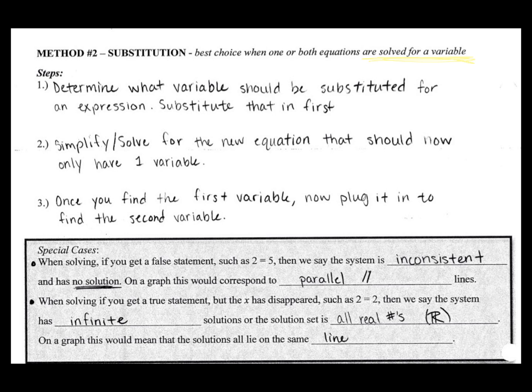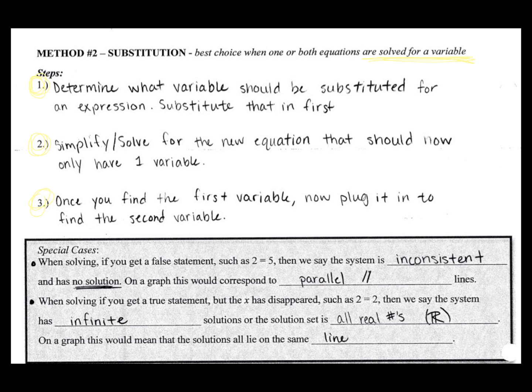The first thing you want to do if you're using substitution is determine what variables should be substituted for an expression. Once you decide which one you're substituting in, substitute that in first. Second step, simplify or solve for that new equation that should now only have one variable. Now that you've substituted in that expression, you should have an equation that has just one variable in it. Solve for that variable. The last step, once you find the first variable, is to plug it in to find the second variable.